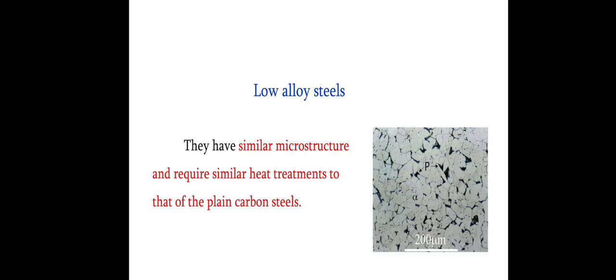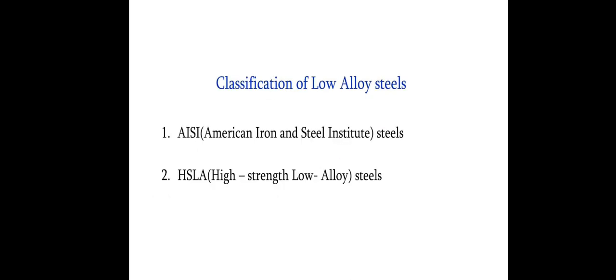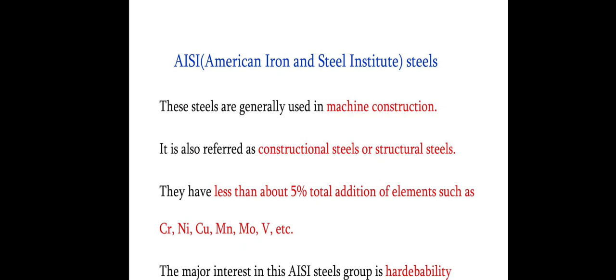Low alloy steels are the steels which contain up to 3 to 4% of one or more alloying elements. They have similar microstructures and require similar heat treatment to plain carbon steels. They are also referred to as pearlitic alloy steels, as the normalized structure contains the eutectoid pearlite. Classification of low alloy steel: AISI steel and HSLA steel. AISI, American Iron and Steel Institute, steels are generally used in machine construction. AISI steels are sometimes also referred to as constructional steels or structural steels.